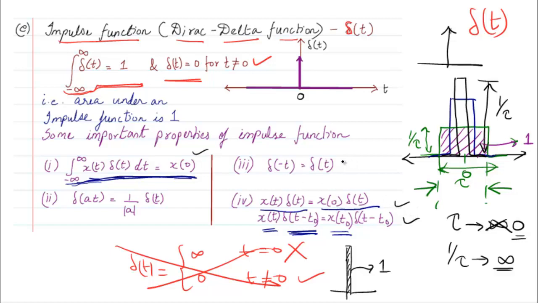Another thing about delta t is that if you take the mirror image of it, it is the same. That means whatever happens in the positive axis is happening in the negative axis. Similarly, this fact we will study later in time scaling.